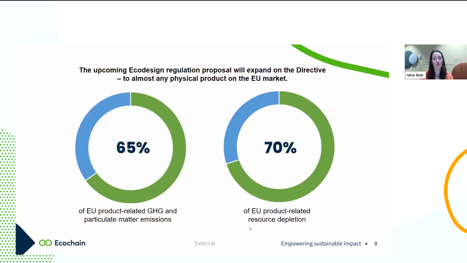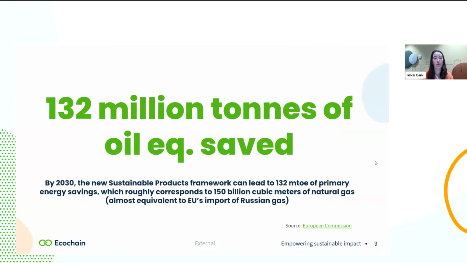Also for product-related resource depletion, an important one for the circular economy, we will tackle 70% of the product impact responsible for that in the European Union. So with this new Ecodesign regulation, we will again save a lot of energy-related emissions as well, because energy is also necessary to produce new products and to mine the raw materials. Well, this is almost the equivalent of the European Union's import of Russian gas. So that will be a lot of savings.